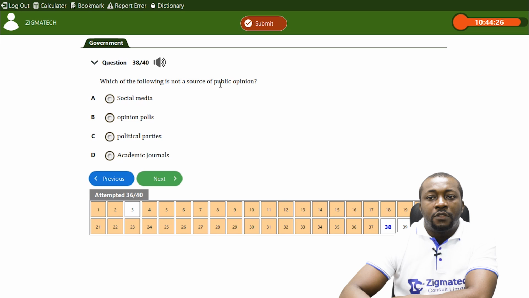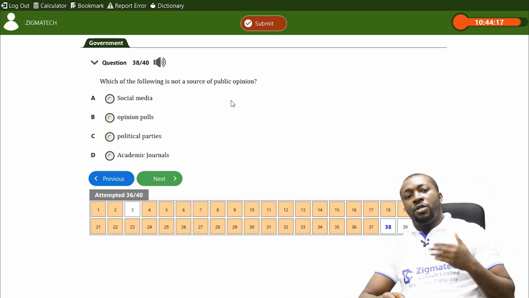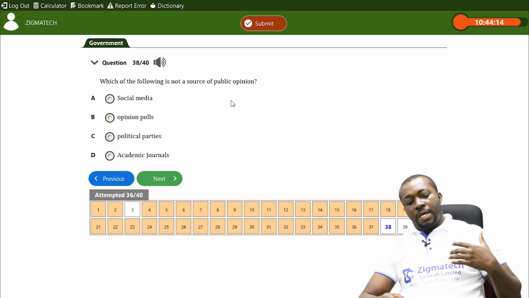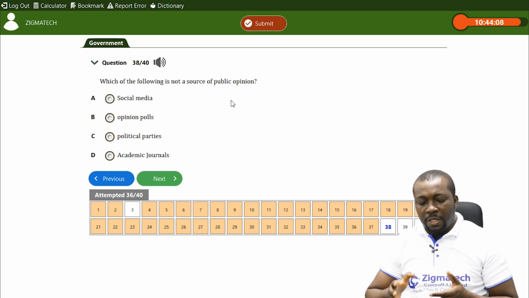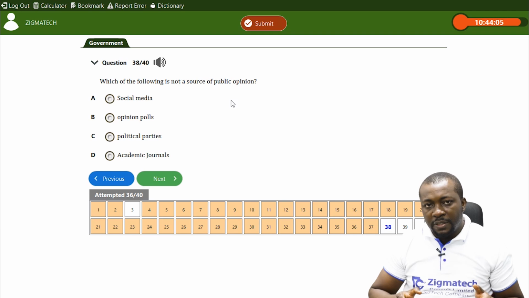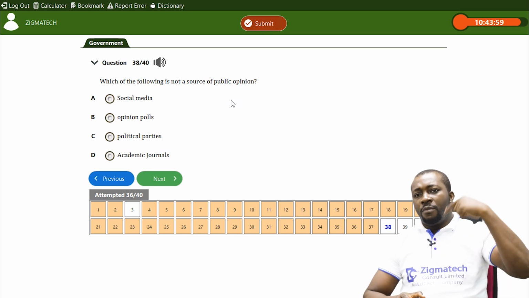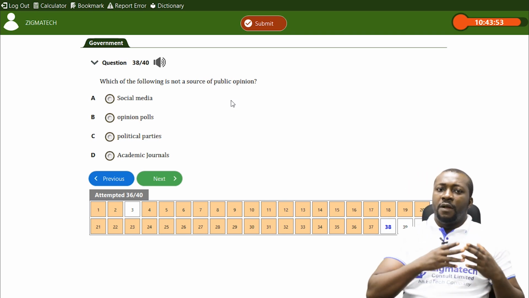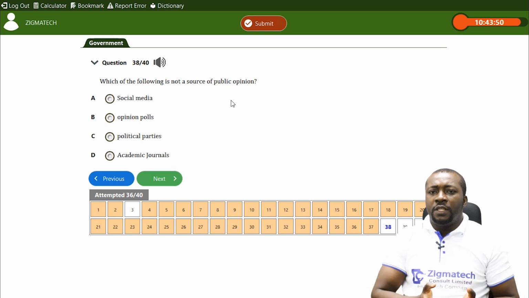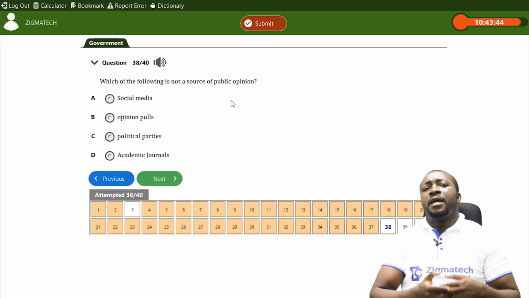Which of the following is not a source of public opinion? Now, this question tests your knowledge on sources of public opinion. Remember, public opinion is the expressed view of the majority of citizens on issues of public concern or government policies. Something must make people see things the way they see. That is sources of public opinion, which, of course, mass media is there, family is there, school is there, pressure group is there, political party is there, civil society groups are there, and many others.